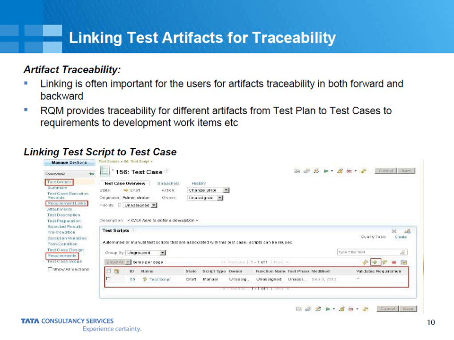So in the JAS platform, RQM is one component, and we have two other components. We have Requirements Composer for requirement management, and we have RTC, which is change and configuration management.